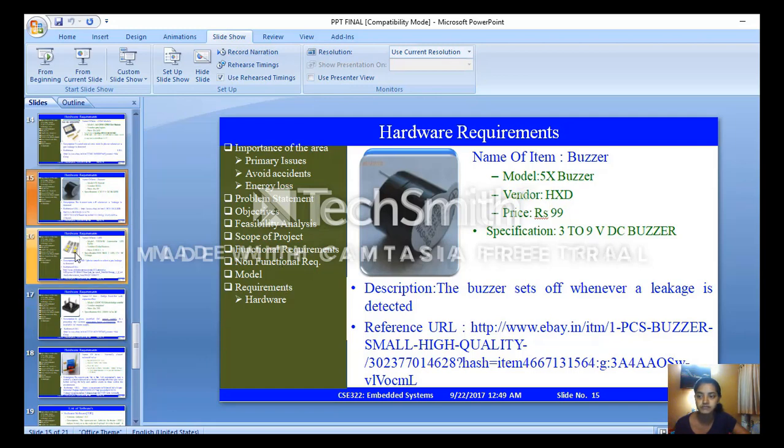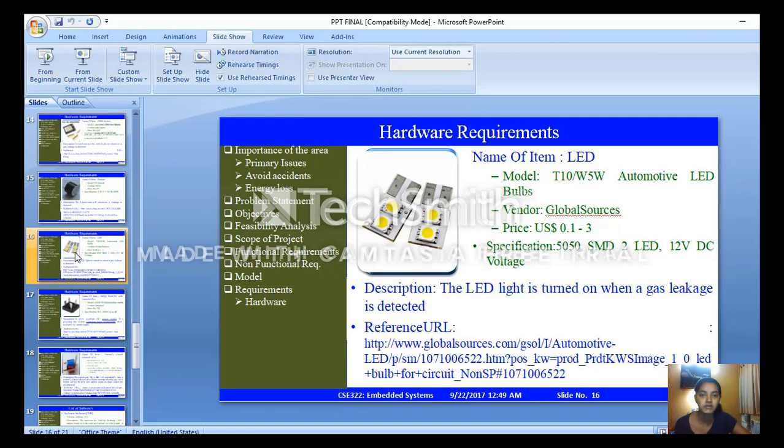The next hardware is the LED. The model is T10 W5W automotive LED bulb. The vendor is Global Sources. The price is $0.123. It is a 5050 SMD 2 LED, 12 volt DC. LED stands for light emitting diode. It is a semiconductor light source. The leakage of the LPG is indicated by using the LED light.